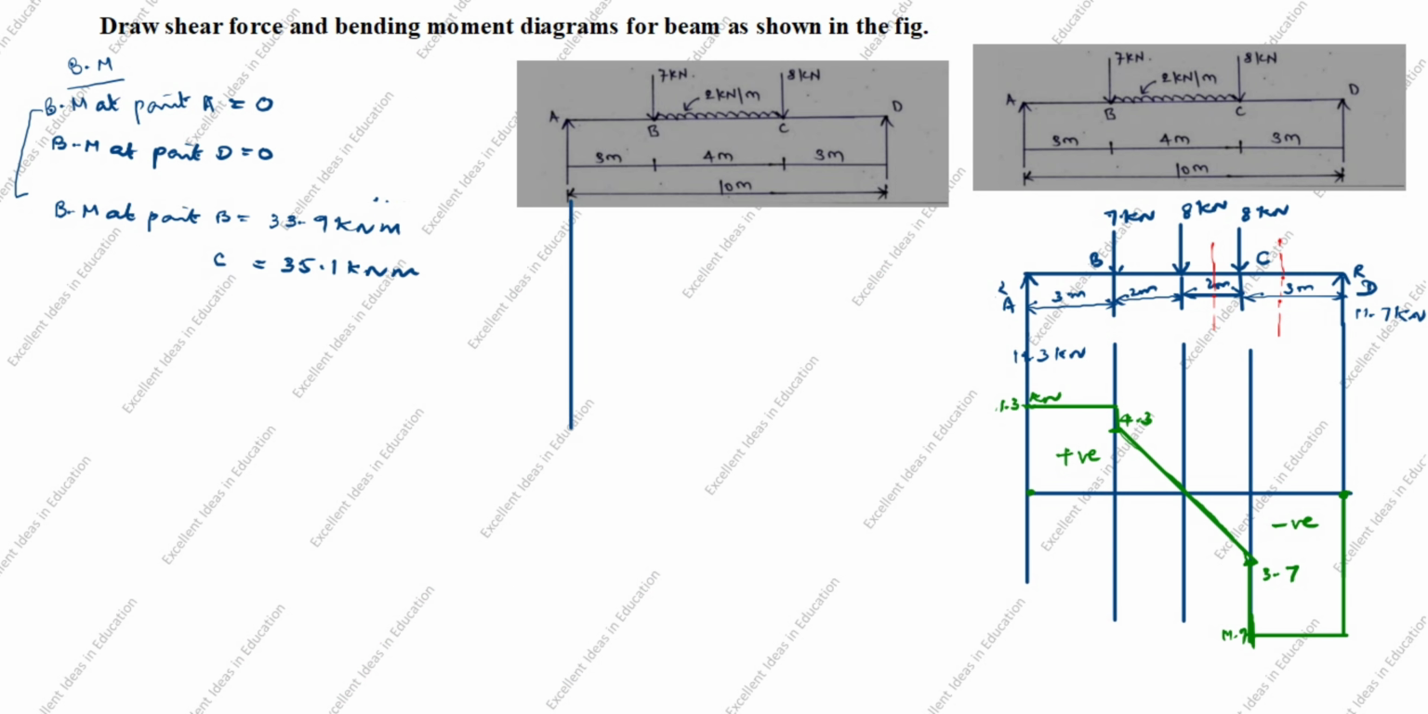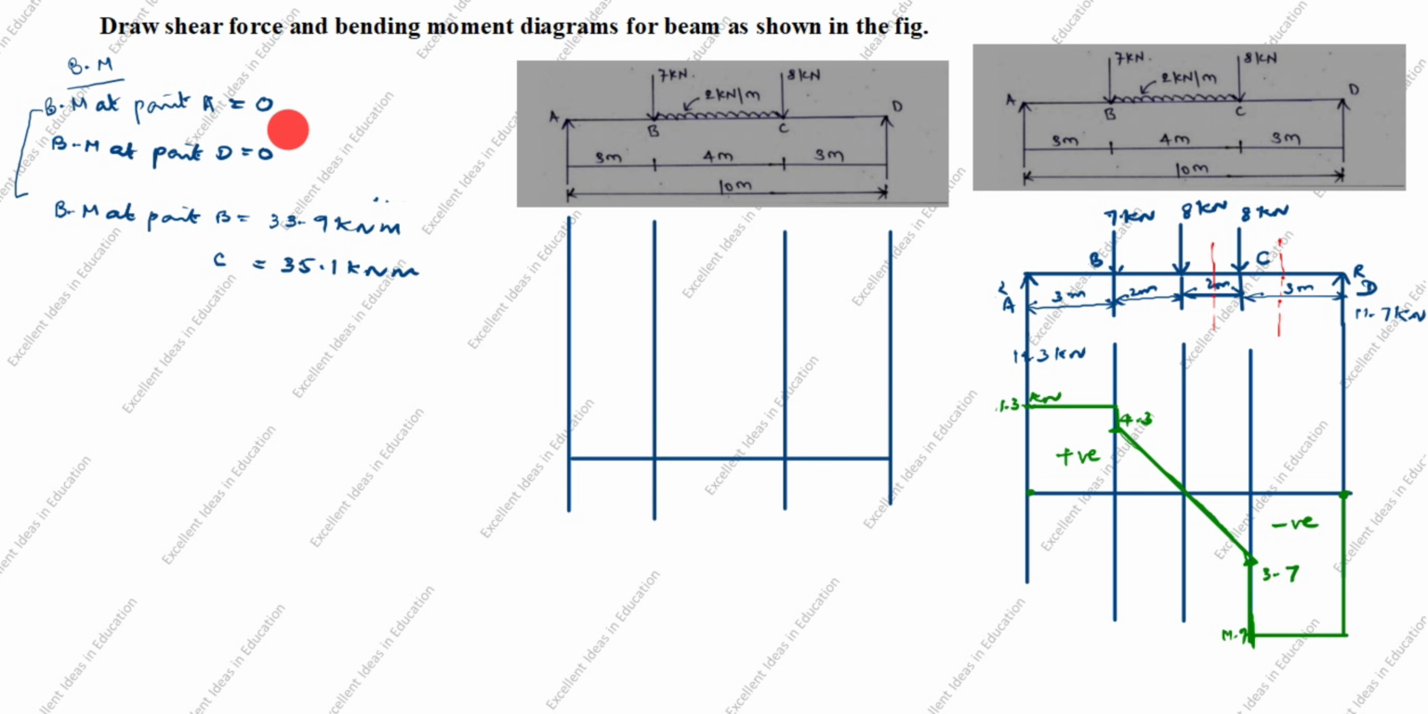Now we will draw bending moment drawing. You see the first point, point A is 0. This is also 0. This is also 0. What is B point? B is 33.9. So this point is 33.9. This point is 35.1. Now we will draw the line from here to here. This comes parabola. UDL is bending moment always parabola. This is bending moment drawing.